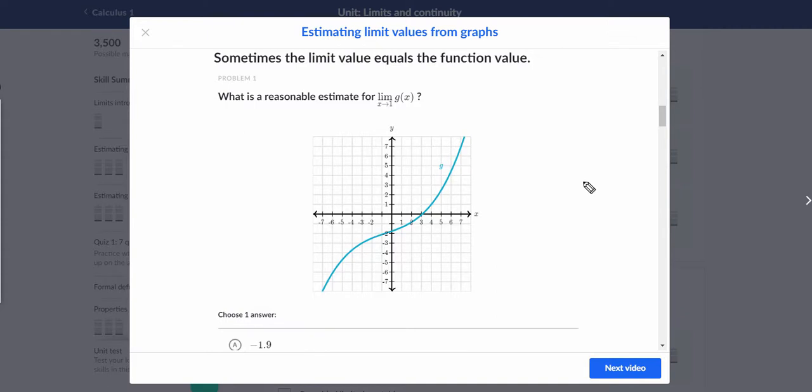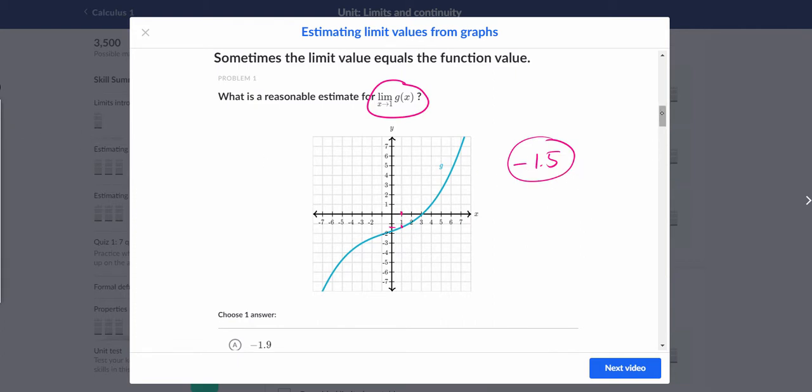Alright, so this question is about limits. It says, what is a reasonable estimate for the limit x approaches 1 of g of x? So this is the graph of the function g of x, and we have to check the limit where x approaches 1. So x approaches 1 over here. At this point the value of the graph should be somewhere around negative 1.5. So we will see in the options whether this number is present or not.